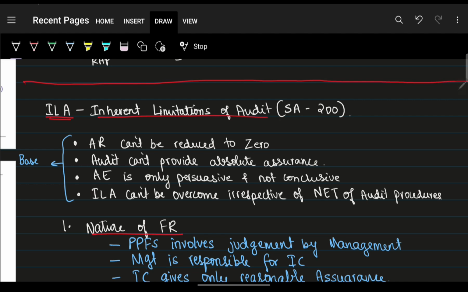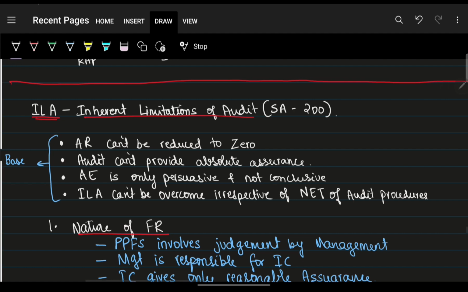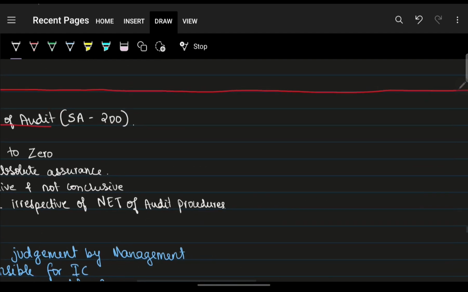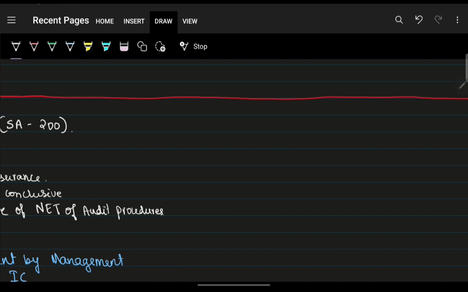So we'll just revise these four, and then we'll go into the inherent limitations, and then we'll revise all together. We'll revise those four plus the five. Firstly, we'll go through it again. Audit risk cannot be reduced to zero. Audit cannot give absolute assurance. Audit evidence is only persuasive, not conclusive, and inherent limitations of an audit cannot be overcome irrespective of the nature, extent and timing of audit procedures. We'll just go off the screen and try to write it.